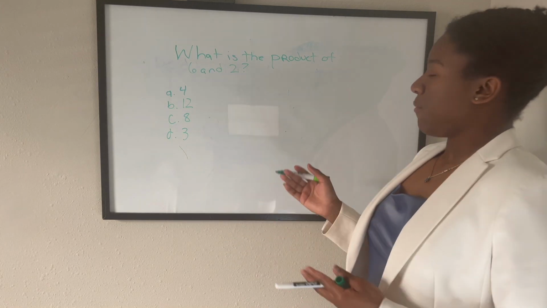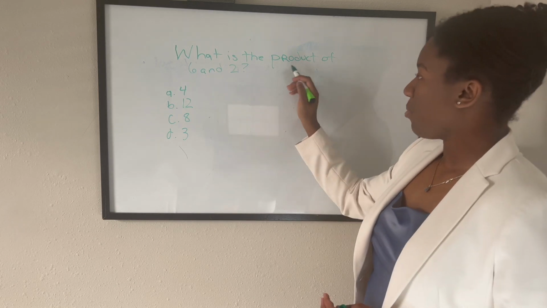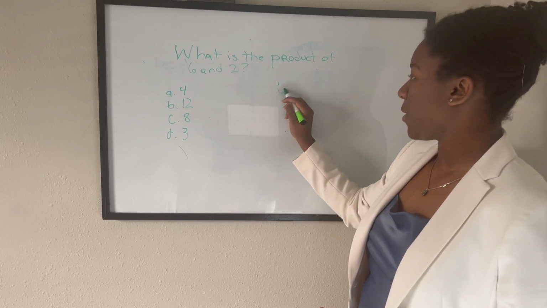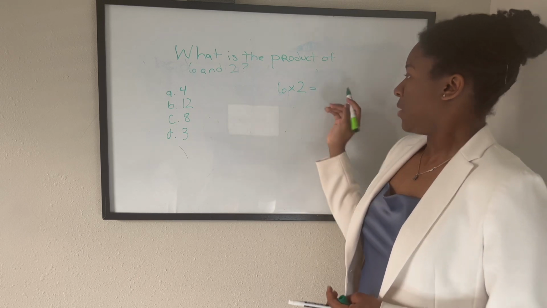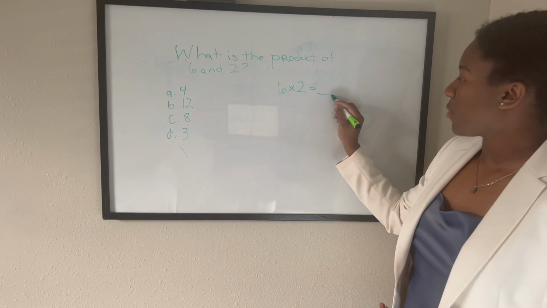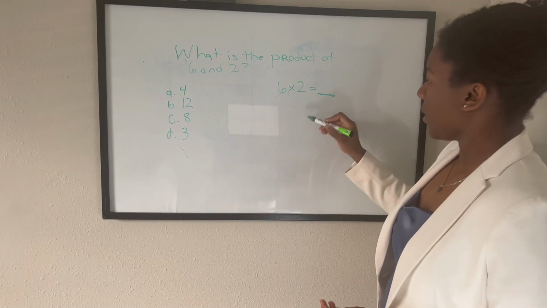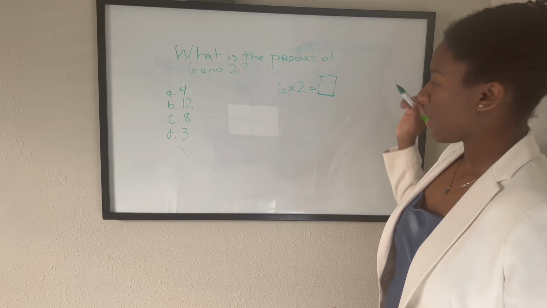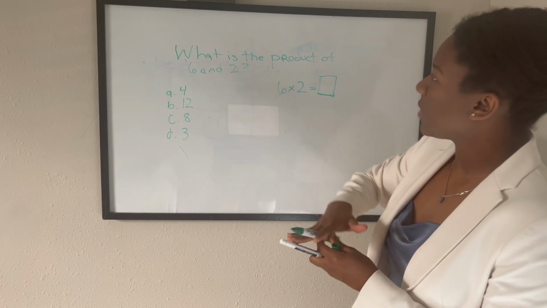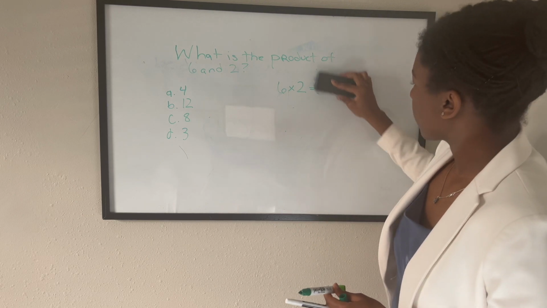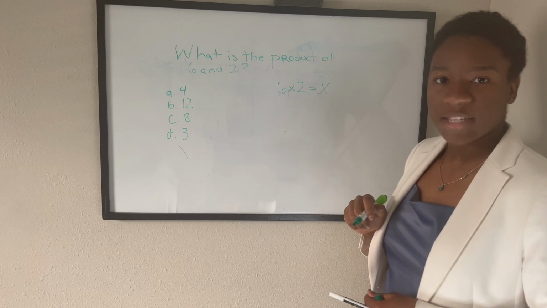If we think about it in concept, what we have is, what is the product of 6 and 2? Product means multiplication. So we're saying, what is 6 times 2? Our X would be this missing thing we're trying to find. Earlier on in math, you might have seen a blank or a box. That's the same thing as our X. So 6 times 2 equals X.